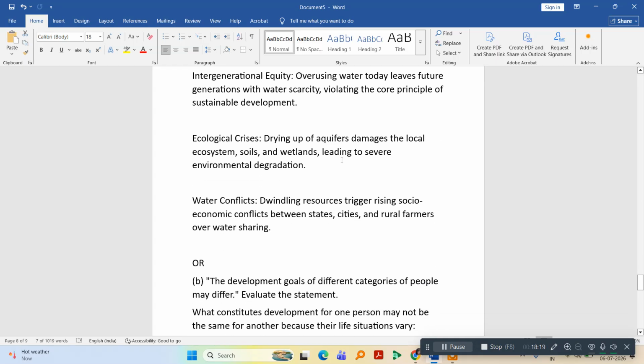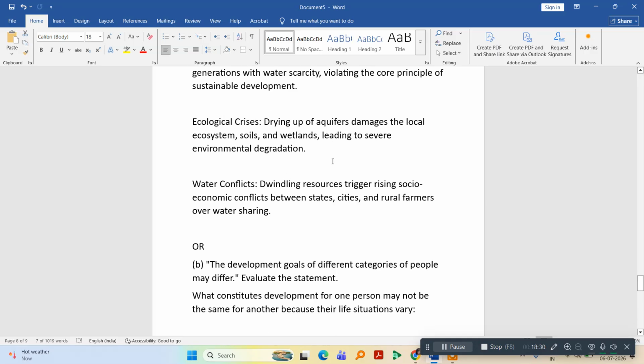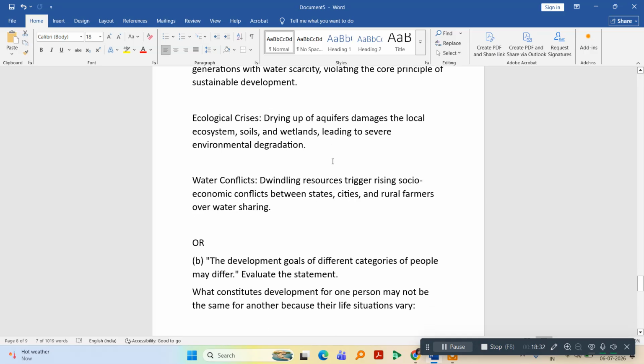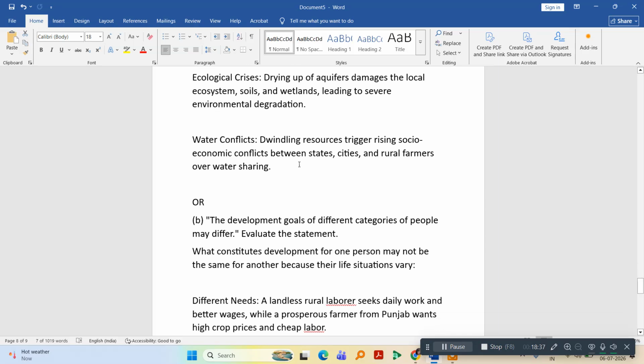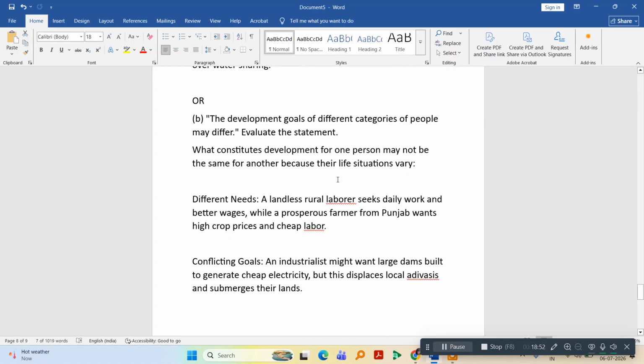Then comes ecological crisis. Drying of aquifers damages the local ecosystem, soil, and wetlands, leading to severe environmental degradation. Dwindling resources. Dwindling means reduction of resources, which triggers rising socio-economic conflicts between states, cities, and rural farmers over water sharing.